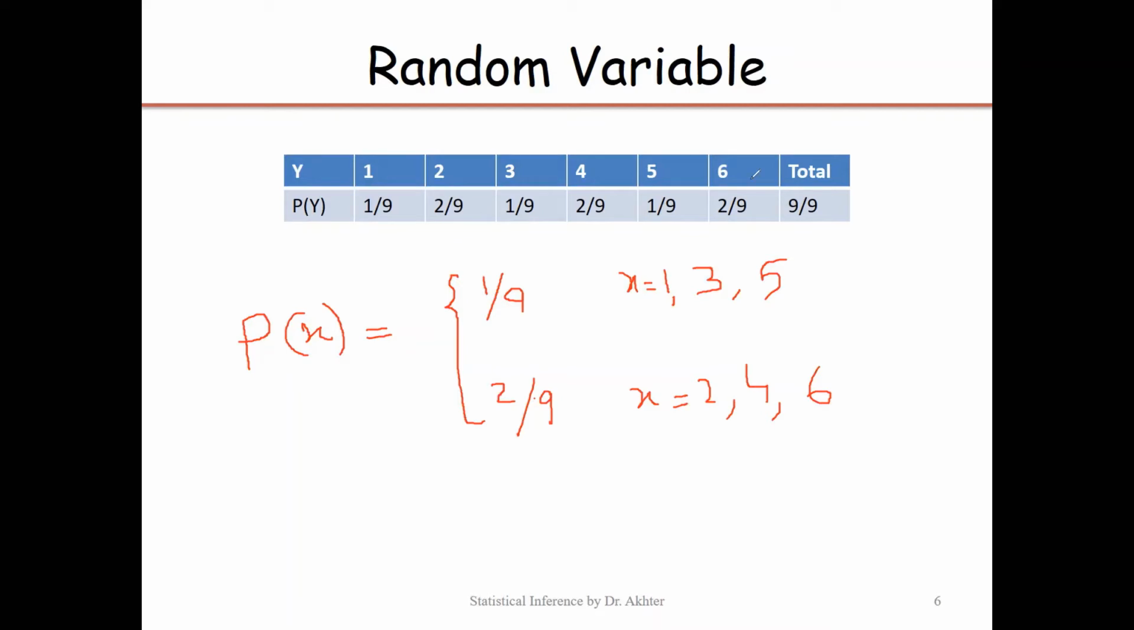So this is the way of writing the function in which we have two different probabilities that can be summarized by two different values. You can construct the histogram by two values. One is 1 upon 9, and this is 2 upon 9, of equal height.